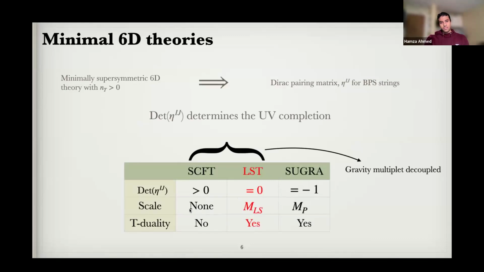In particular, the fact that the determinant of the matrix for the little string theory is 0 will be important for us, as I'll show in the next slide, because this leads to a global symmetry in the theory.